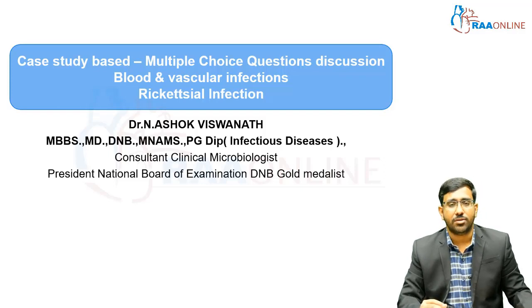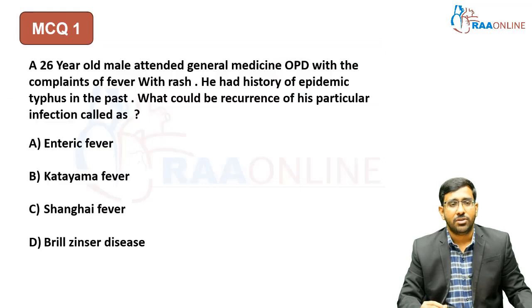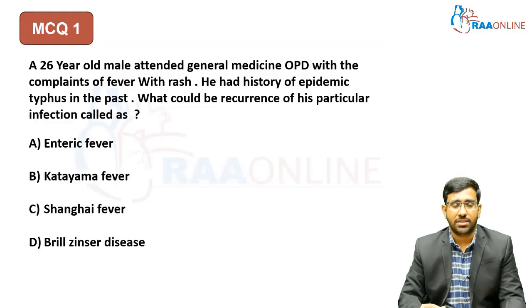Now we are going to multiple choice question number 1. Here we have a patient, a 26-year-old male who attended the general medicine outpatient department with complaints of fever with rash. He had a history of epidemic typhus in the past. What could the recurrence of this particular infection be called? This is the question, and we have 4 options. Option A is enteric fever, option B Katayama fever, option C Shanghai fever, and option D is Brill-Zinsser disease.